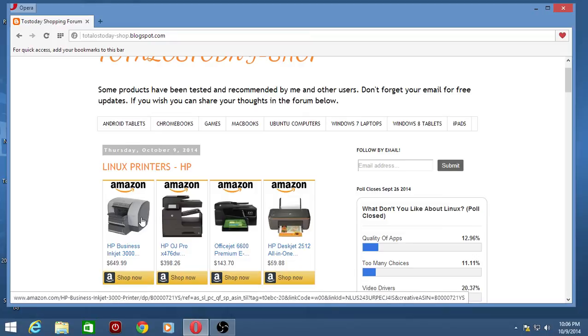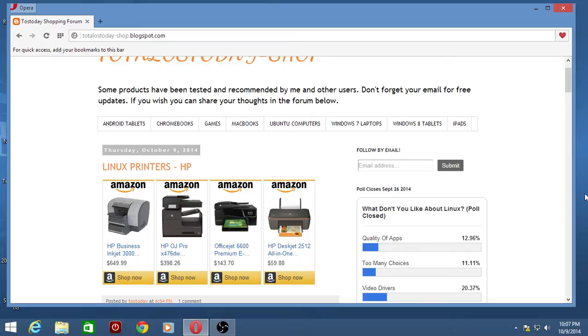I picked four. I won't go through all of these. I will have a link below in the show notes. I picked a couple of high-end ones for your business or office and a couple of lower-end ones for your home or office for that matter. There's four here. Like I stated, with most of the HP printers, you probably cannot go wrong.